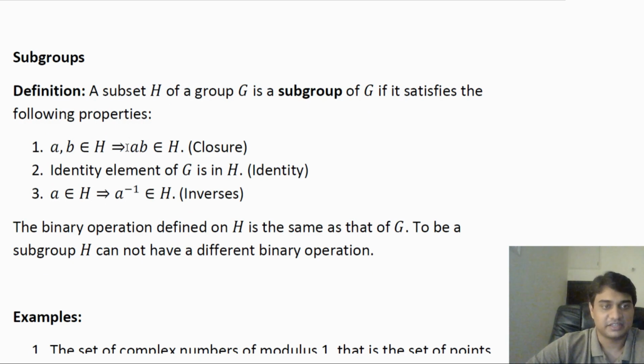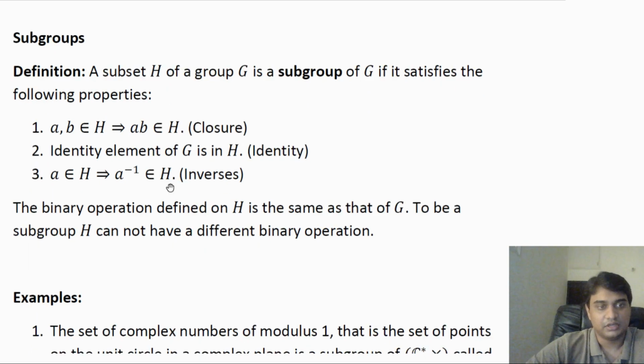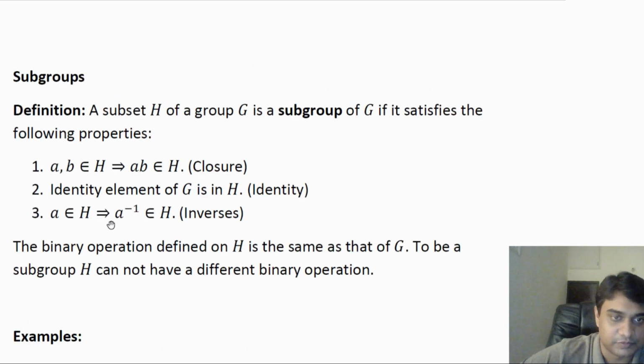Then second is the identity element. The identity element of G is in H, and also H contains inverses of each of its elements. So if a is in H, then its inverse is also in H. So what does it tell you? H is a subgroup of G.